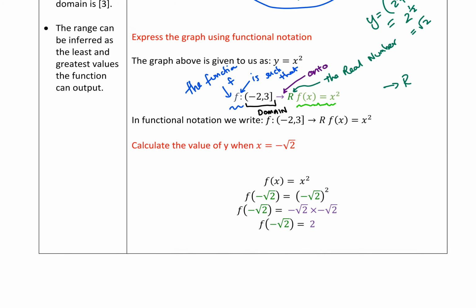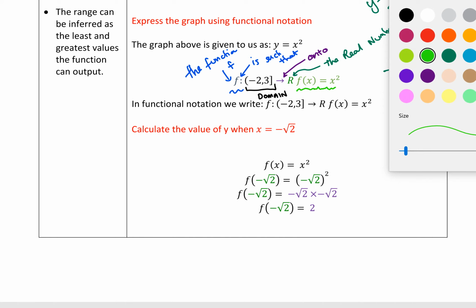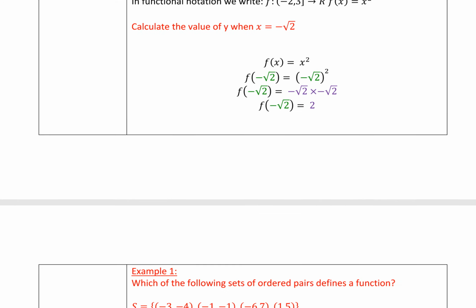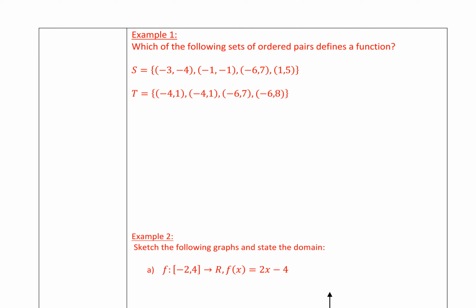So suppose we wanted to calculate the value of y when x equals minus root 2. It's actually a little bit easier to notate in functional notation. If I said f of x was x squared, then f of negative root 2, that's just the thing that I'm subbing in. So I'm hoping that we can remember most of this from 1-2 methods. Let's see if we can put it into practice though.